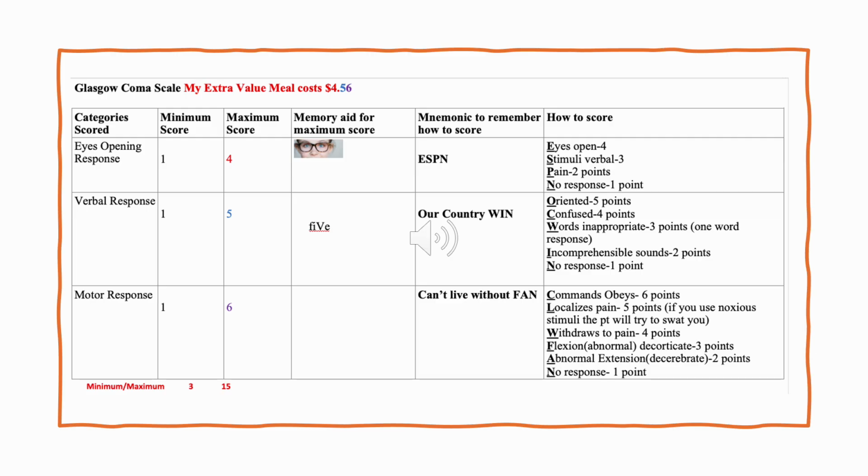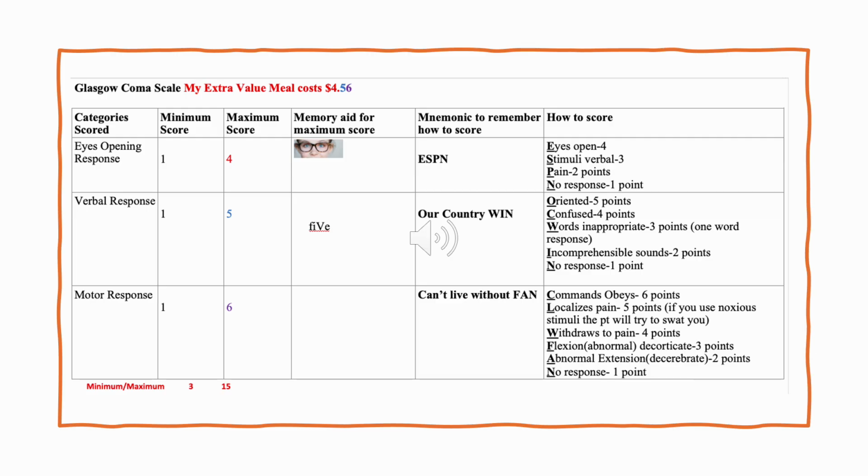Okay, with the verbal response, I use Our Country Win. So if they're oriented, I give them 5 points. If they're confused, I give them 4 points. So confused, and pay attention, because sometimes patients aren't going to know the day of the week or the date if they've been in the hospital for a while. So you might have to give them a pass on that one. Words inappropriate, so that's like a 1-word response. Like I say hello and you say moo. Okay, that's inappropriate. Incomprehensible sounds: I say hello, you say okay, that's an example of that. No response gets 1 point.